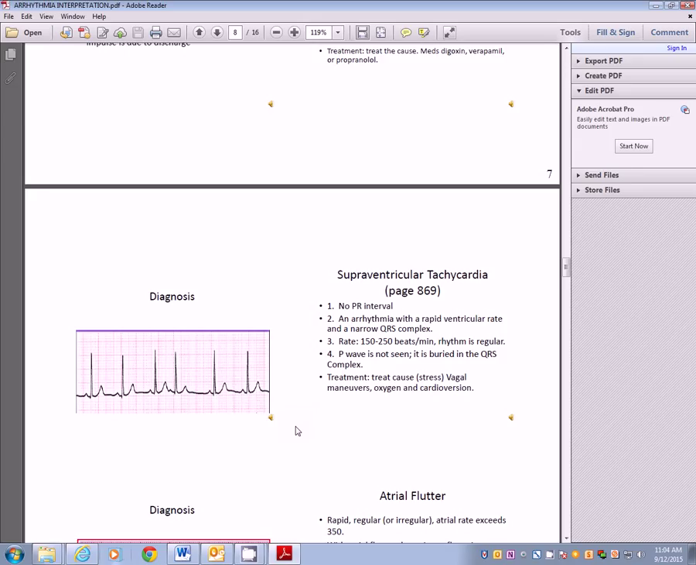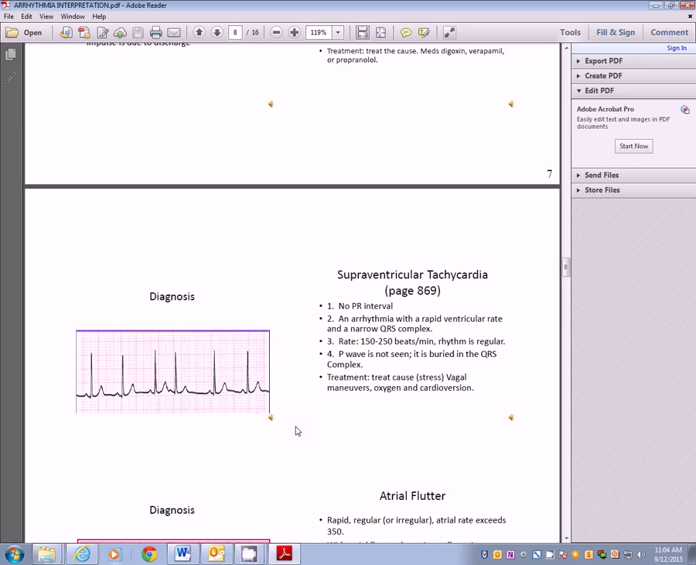Supraventricular tachycardia. You can see down at the bottom, you've really got it going here. It's a fast rate. 1, 2, 3, 4, 5, 6, 7, 8, 9, 10, 11, 12, 13, 14, 15, 16, 17, 18, 19, 20. That one's got about a rate of 200 beats per minute, for an example, on the bottom of page 869. So SVT is when the rate is just going crazy.